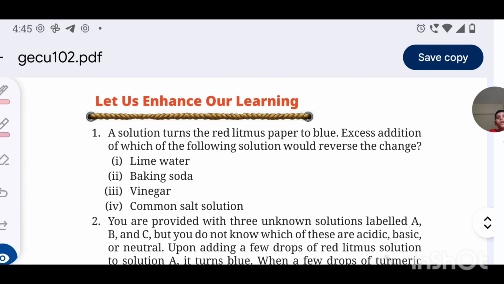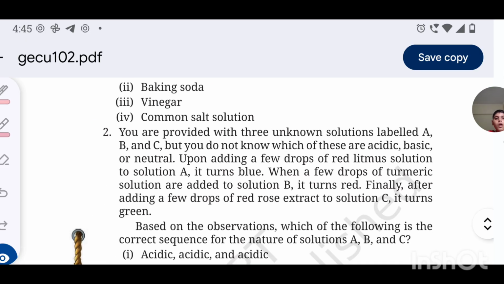Okay, so the solution turns the red litmus paper to blue. Excessive addition of which of the following solutions would revert the change? So it turns red litmus paper to blue, so what is in excess there? Baking soda. Okay, you are provided with 3 unknown labeled substances A, B, C and you don't know which of these are acidic, basic or neutral.